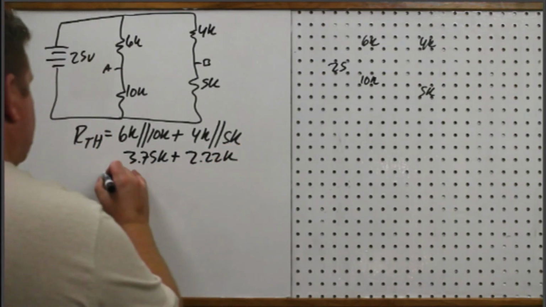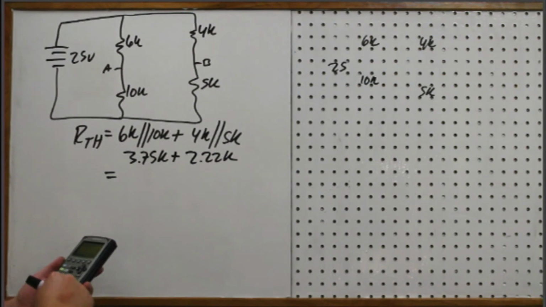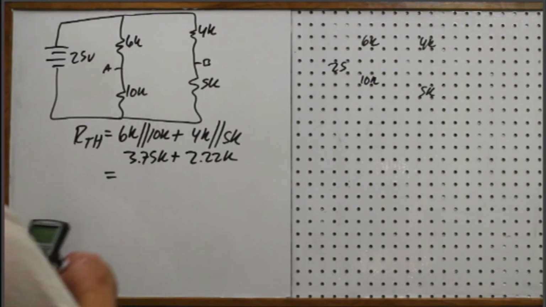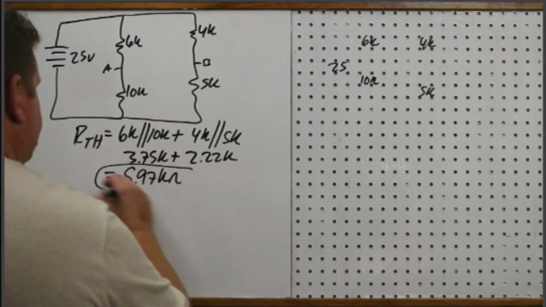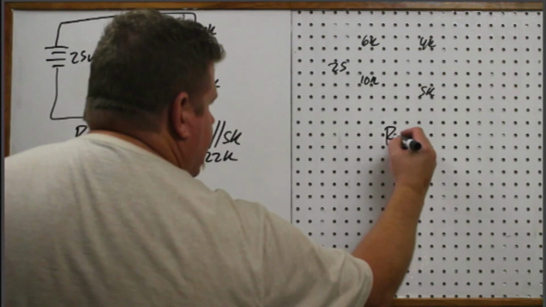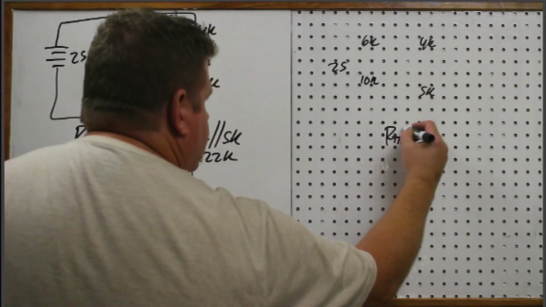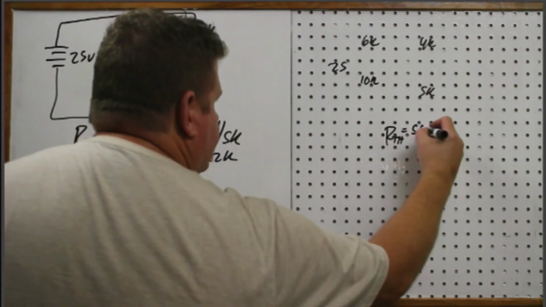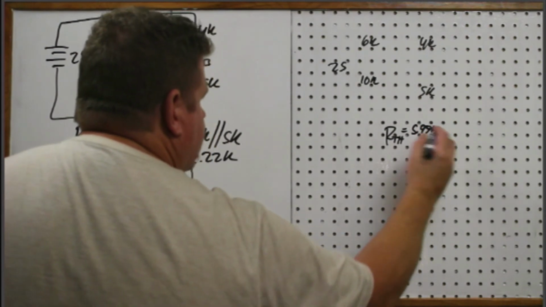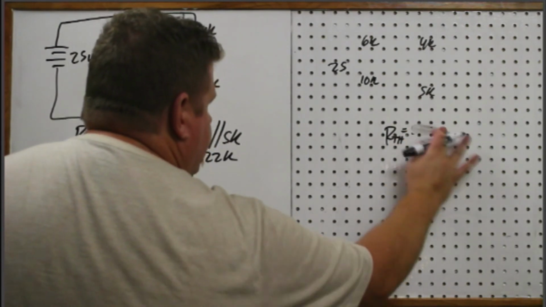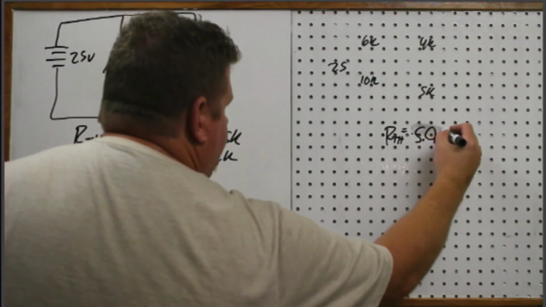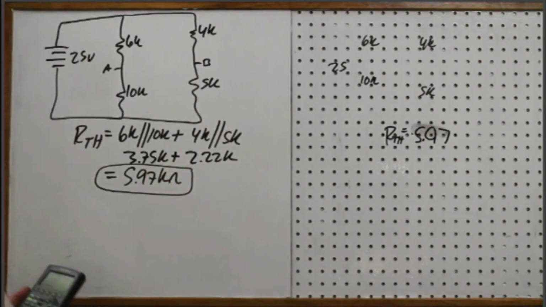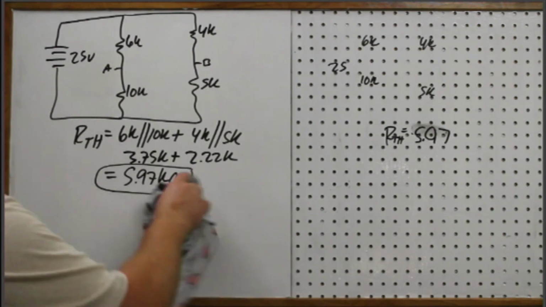Okay, so that gives me a total of 5.97K ohms. So there's my RTH. That was easy enough. I always liked doing these because they were quicker. So that's not very readable at all, John. 5.97. I have to write around the holes. There we go. So we got half of it done.